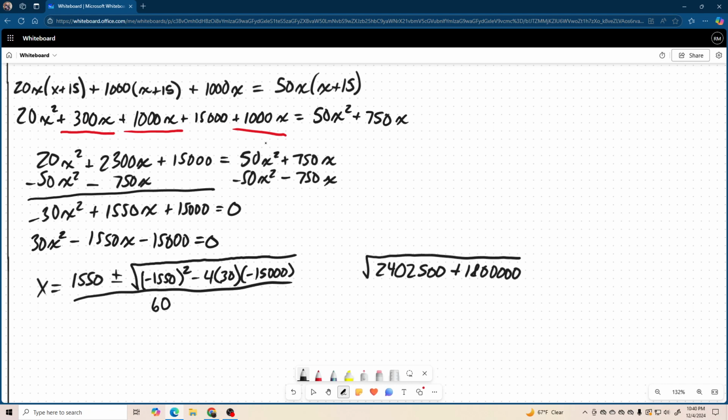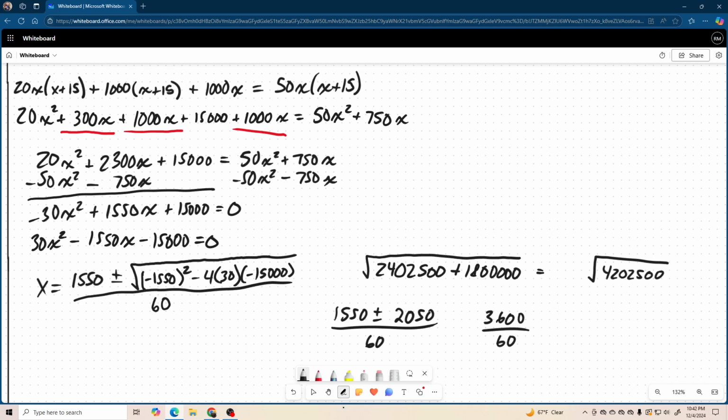Okay. So the square root of all that, perfectly normal numbers, right? Let's go and add our numbers there. 2,402,500 plus 1,800,000 gives us the square root of 4,202,500. And if you take the square root of that, it's actually a perfect square, which is kind of cool. So I've got 1550 plus or minus 2050 over 60, right? We're almost there. All right, so 2050 plus 1550 is 3600. Oh, this is really cool. So this is 3600 over 60.